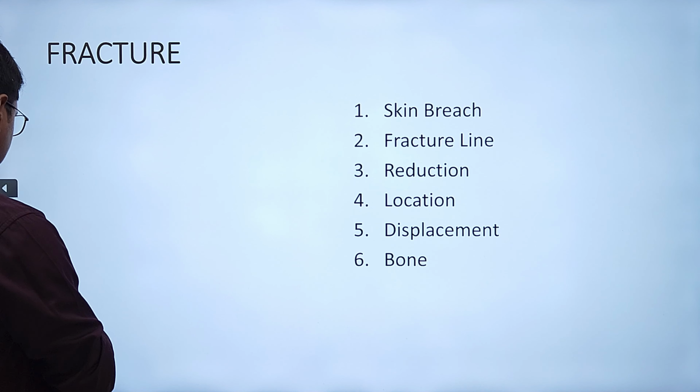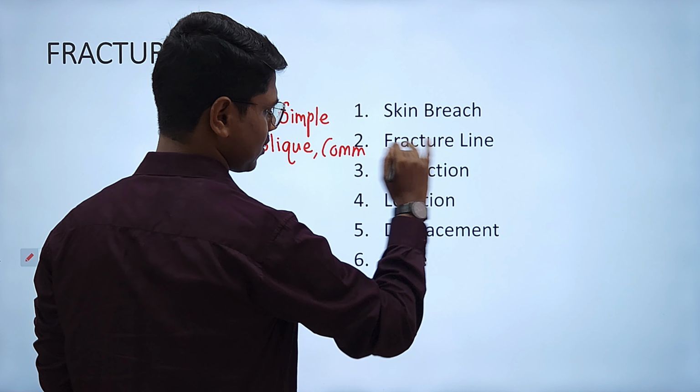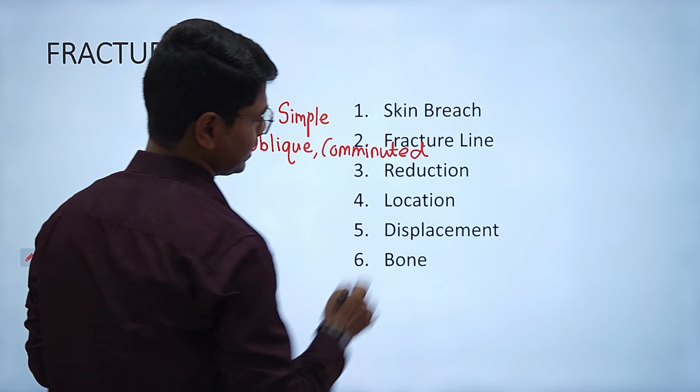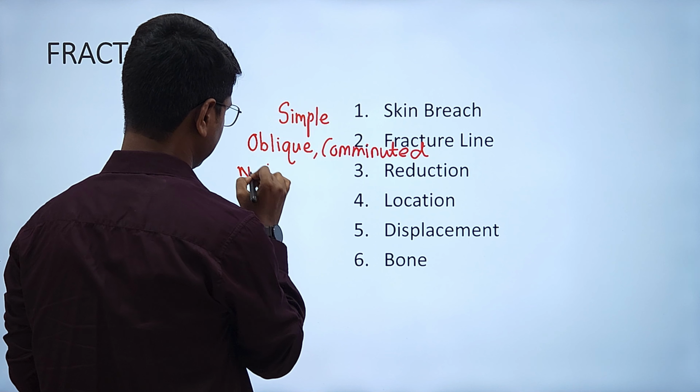Suppose this is oblique, oblique fracture. Then whether it is in two pieces, or two pieces with a butterfly, or comminuted. Suppose it is comminuted, you write comminuted. These come under fracture line. We'll discuss them, don't worry. Then whether it is reducible or not, on the basis of reduction. Suppose it is non-reducible.